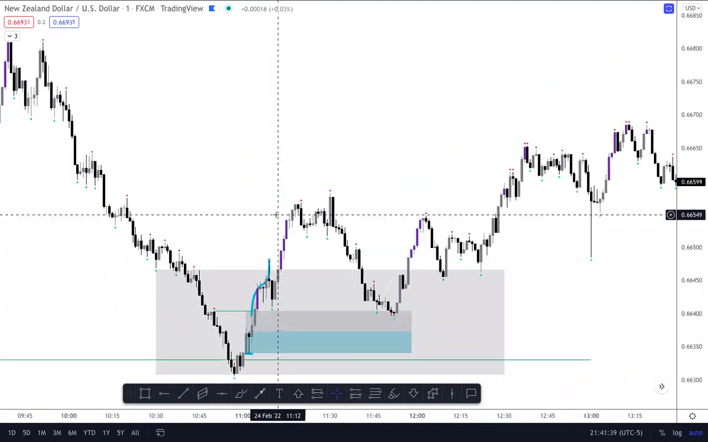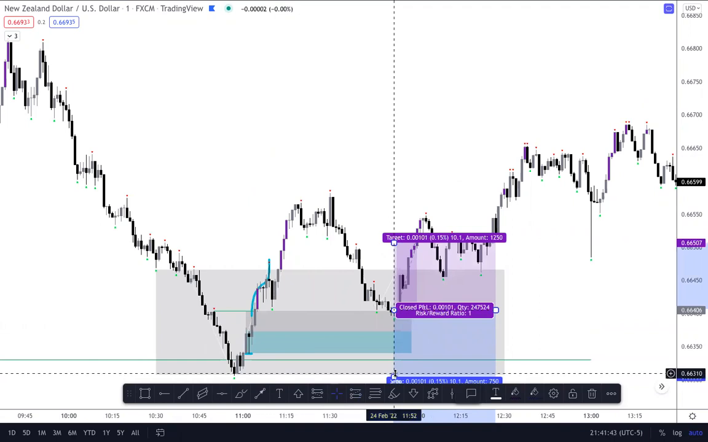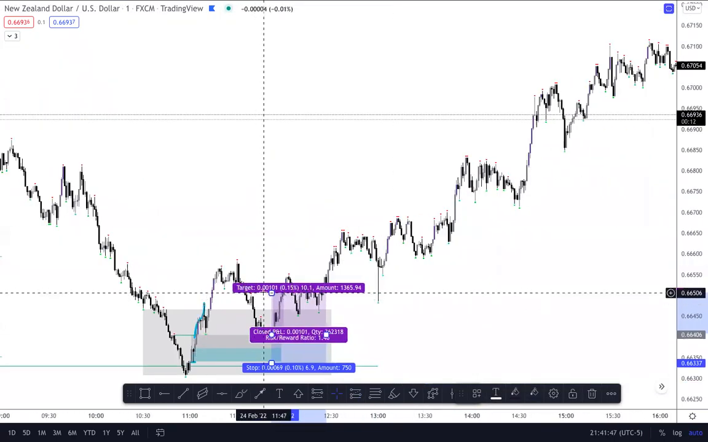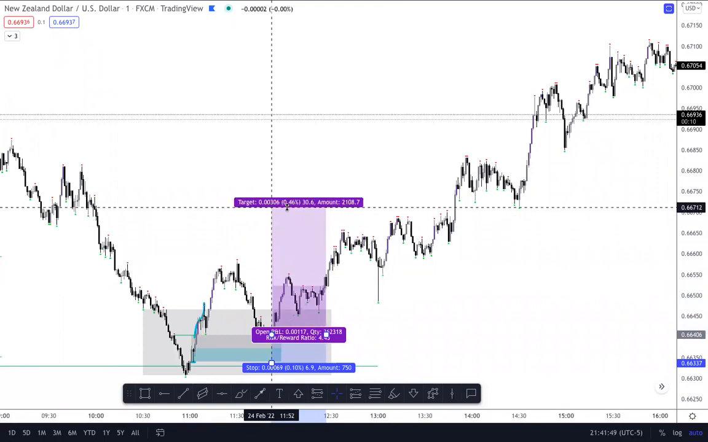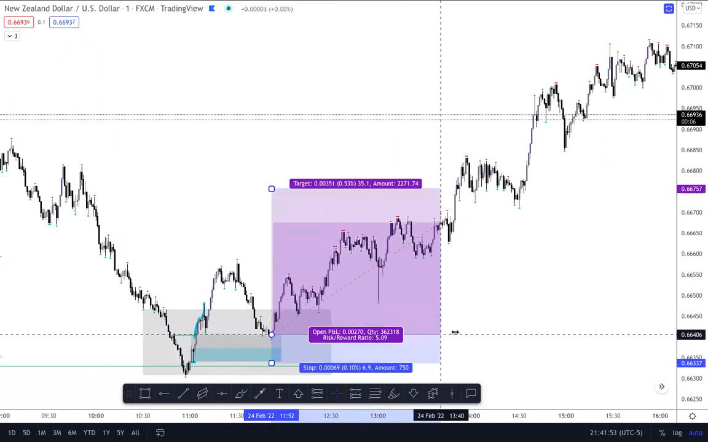And as you can see, that's how we get these longs. We would have achieved that 1 to 3. And it looks as if we would have achieved that 1 to 5 as well. So 70% closed at 1 to 5.